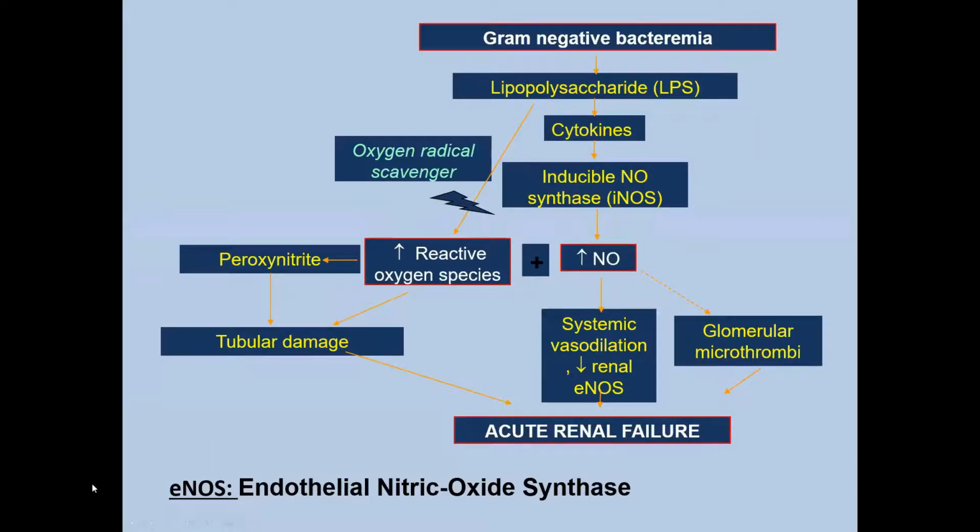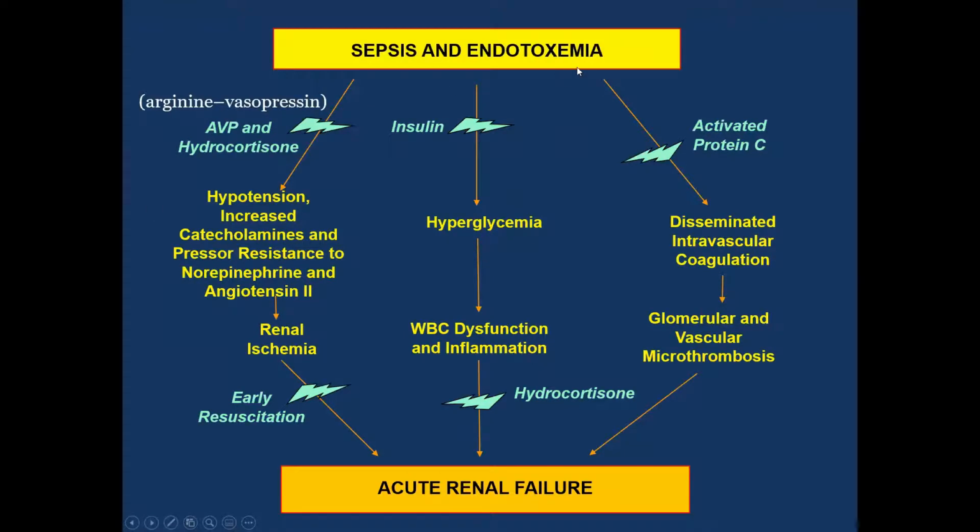Okay, you can go through this yourselves, I think. Sepsis and endotoxemia can lead to hypotension, and this hypotension will lead to stimulation of production of vasopressors, catecholamines, and also angiotensin II, and this will eventually lead to renal ischemia and acute renal failure. Also, hyperglycemia occurs in patients with sepsis, due to insulin resistance mostly. This should always be treated in patients with sepsis because it might lead to white blood cell dysfunction and inflammatory reaction.